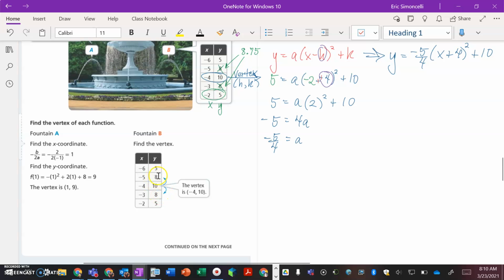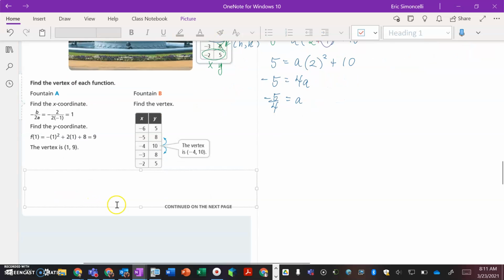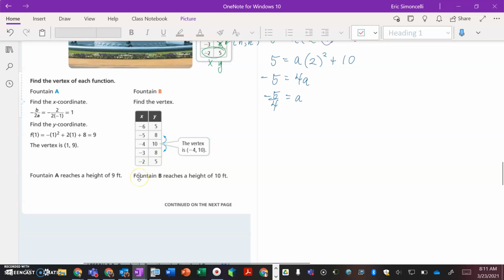Notice that the values beyond the middle point are just repeating themselves based upon the symmetry we've discussed. You can also, of course, find the y-coordinate on the first parabola, this fountain, simply by plugging in 1 for x, and if you do the math you'll get 9. So in just comparing vertices, we can see the difference. Fountain A reaches a height of 9 feet. Fountain B reaches a height of 10 feet. The water from Fountain B, of course, reaches a greater height.